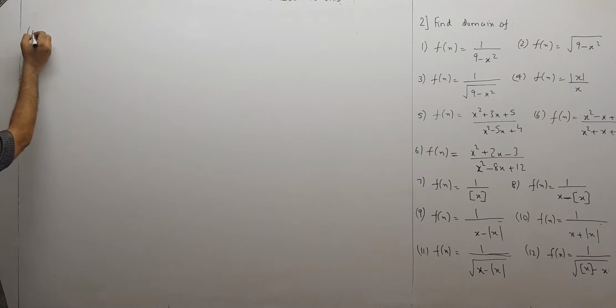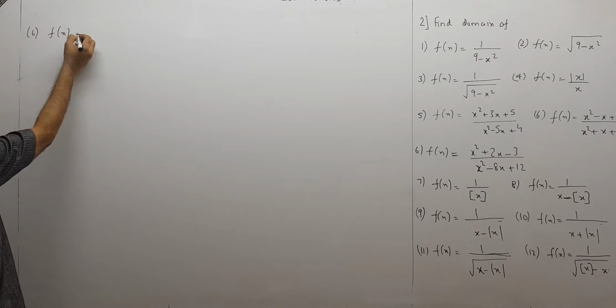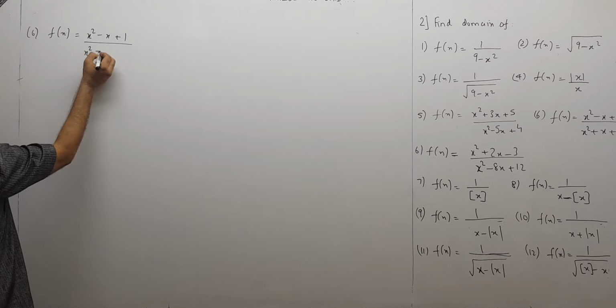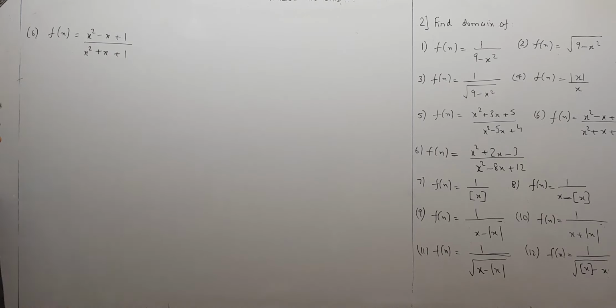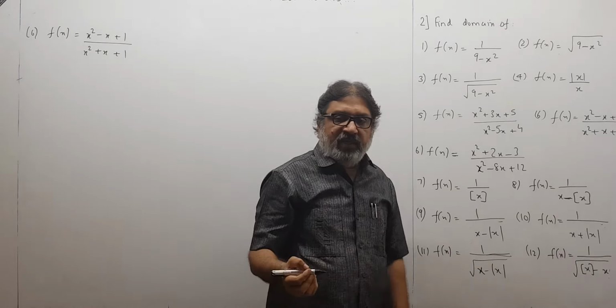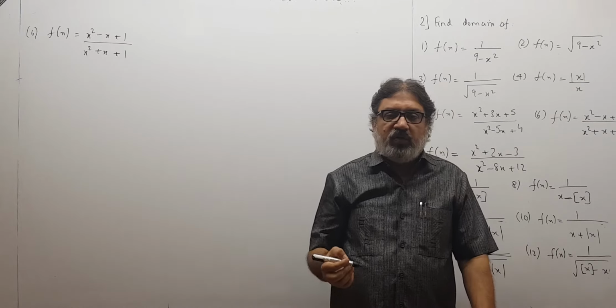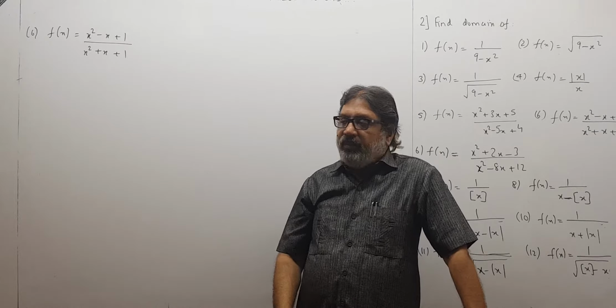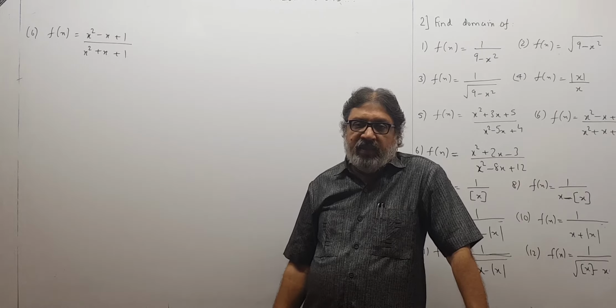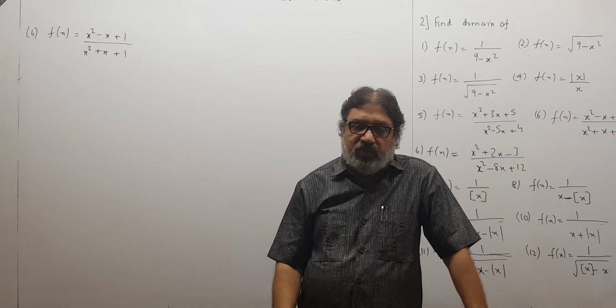See children, f(x) is given to me as x square minus x plus 1 upon x square plus x plus 1. I told you the numerator is a quadratic expression. Even if it is 0, it is not going to create trouble for me. So I am least worried about the numerator. I am worried about only the denominator. My denominator should not be 0.